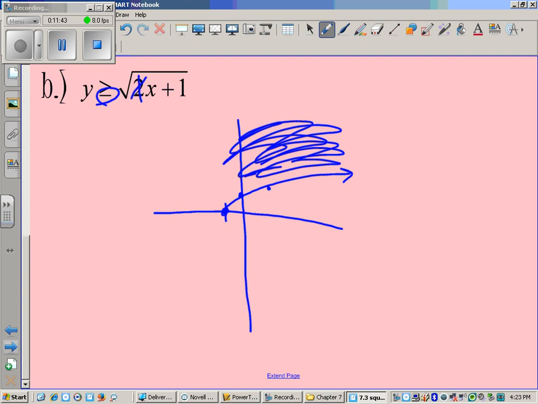Okay? Your homework tonight is your 7.3 worksheet. Make sure you follow the directions, graph it, state the domain and range, all that good stuff. Please behave yourselves. I'll see you tomorrow.